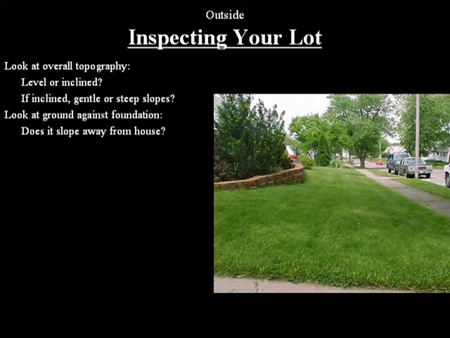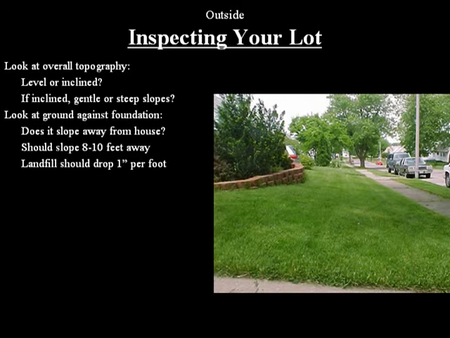To regrade this area, the lawn should slope 8 to 10 feet away from the house. We want the landfill to drop about 1 inch for every foot. So suppose we want the slope to go 8 feet away from the house. At the foundation, the dirt should be 8 inches high. For every foot away from the house, the dirt drops 1 inch until you reach 0. Over time, the slope of the ground changes, so check it periodically.